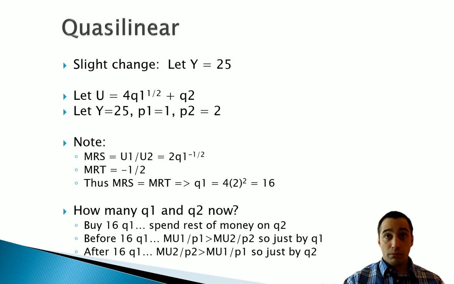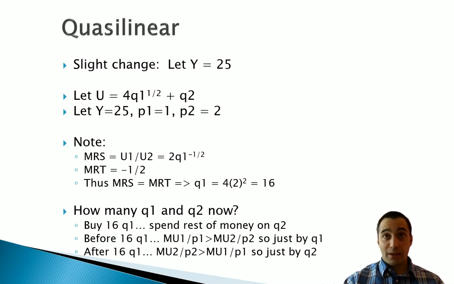Well, 16 Q1s will cost me $16. If I have spent $16 in Q1, I have $9 left. That seems completely reasonable. So we should just buy 16 Q1, spend the rest of our money in Q2. As long as we have 16 Q1, after that, we're more cost effective to put our money into good 2.